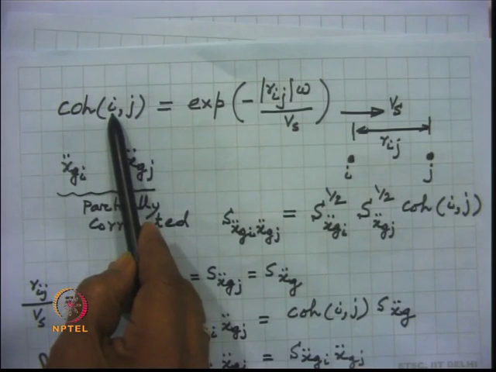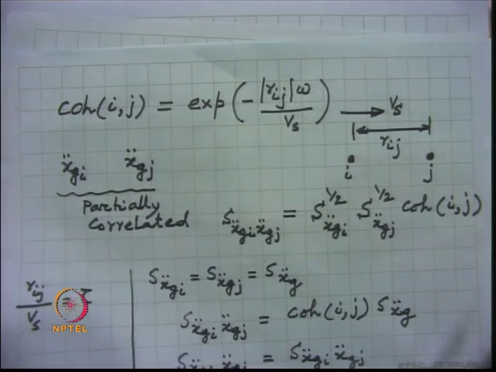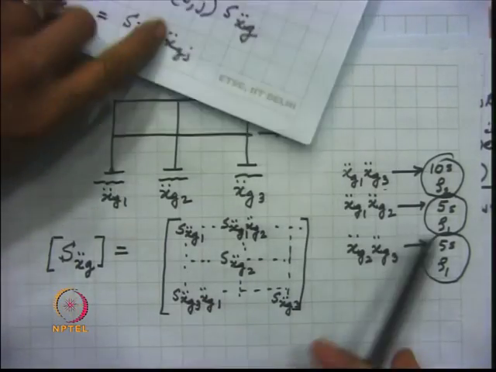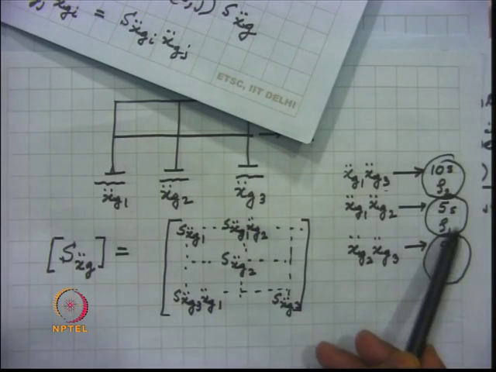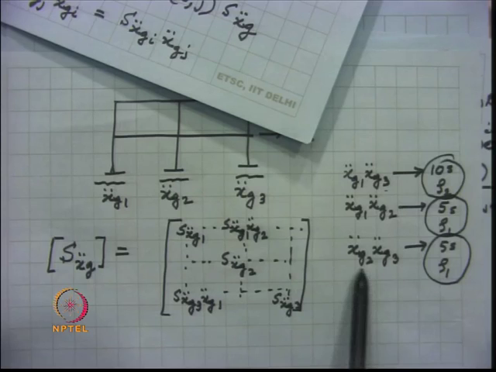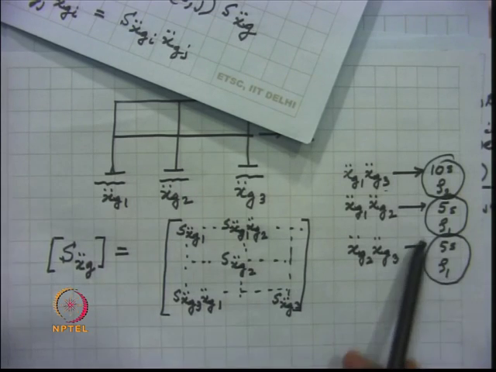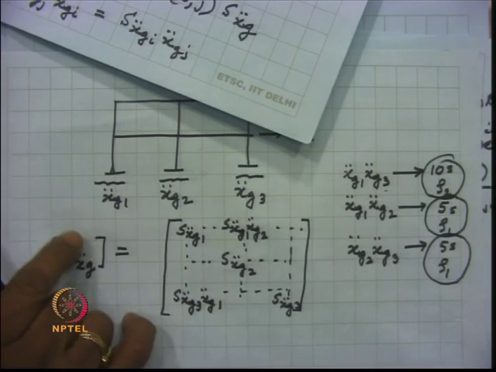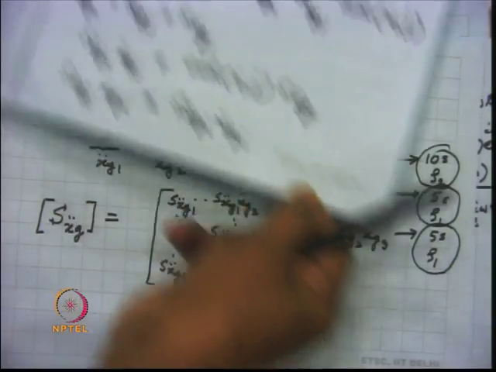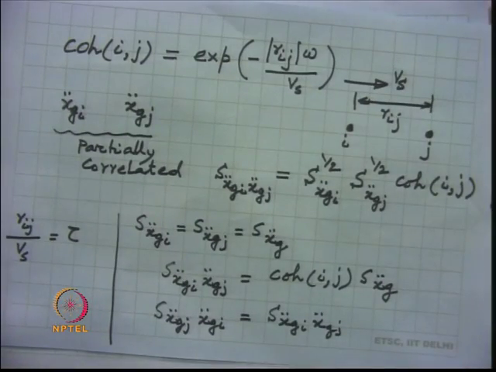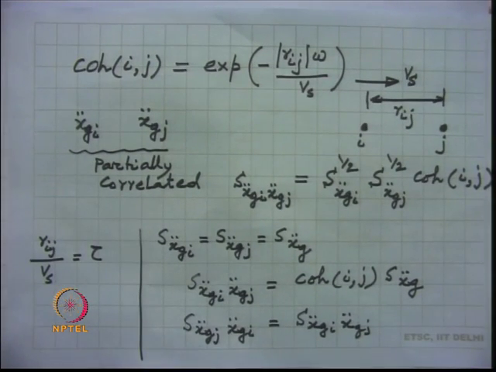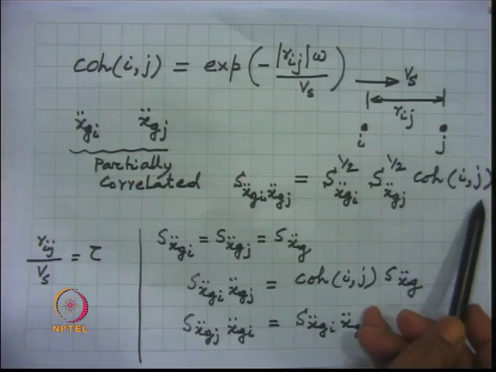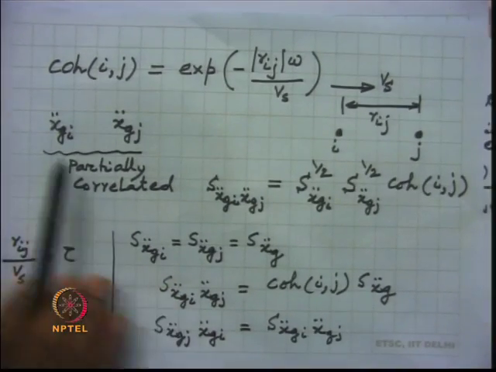Similarly, between the support 1 and 2, you will have 5 seconds. That means Rij by Vs will be replaced by 5 seconds, and for x double dot g2, x double dot g3 it will be again 5 seconds. So one can construct the matrix easily, because the cross power spectral density functions between the supports are now known. This cross power spectral density function is given by this equation.